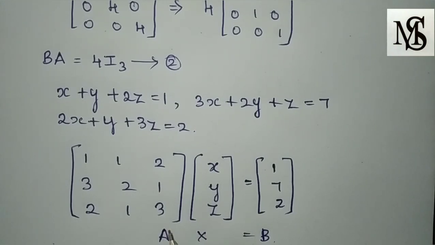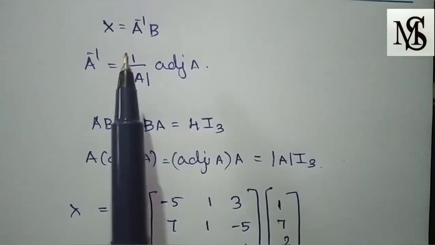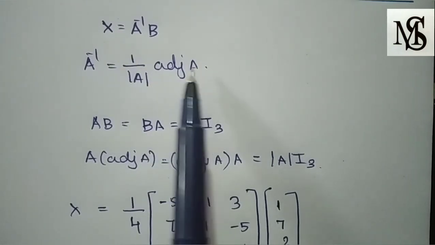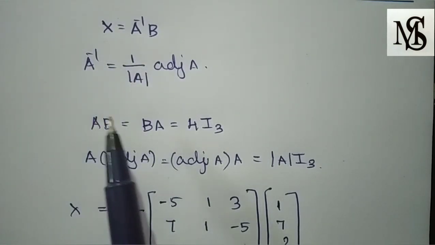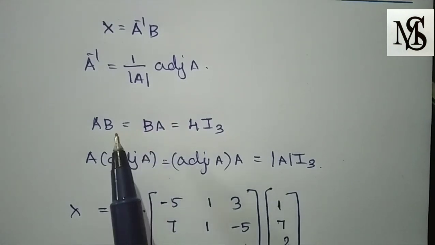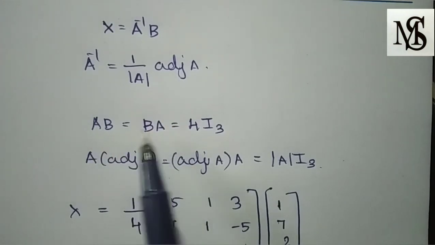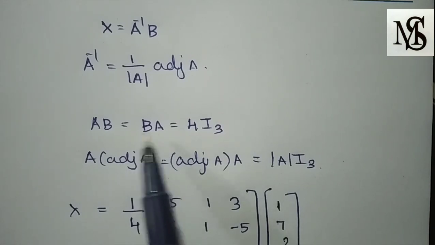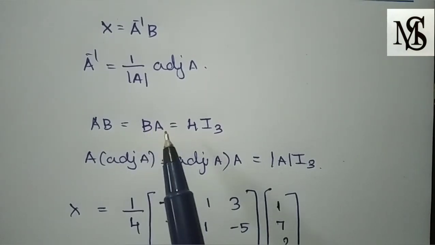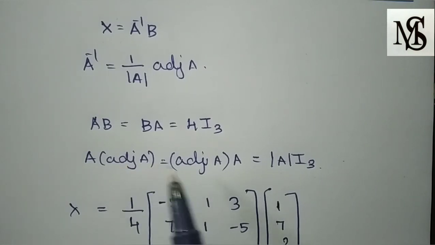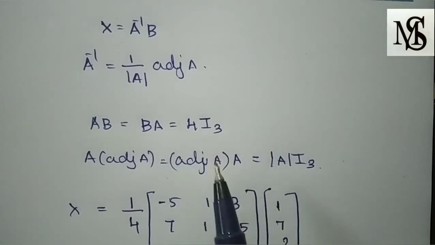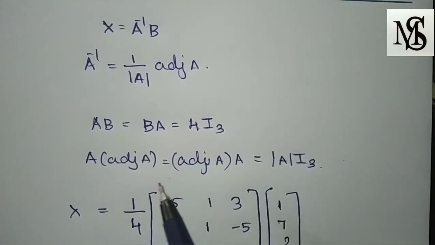So keeping X as it is, we take A to the other side. X is equal to A inverse into B. So X is equal to A inverse into B. The A inverse formula is 1 by modulus A into adjoint A. In this, we know this. Again we are framing a condition: the product AB is equal to BA, which is equal to 4I3. We should compare this condition with the property A into adjoint A, which is equal to adjoint A into A, which is equal to modulus A into I3. We should compare both equations in finding XYZ.